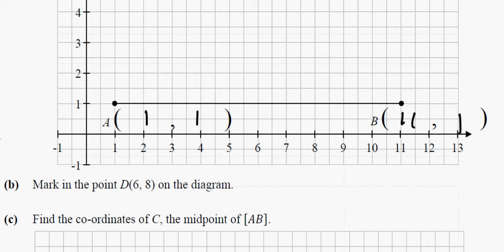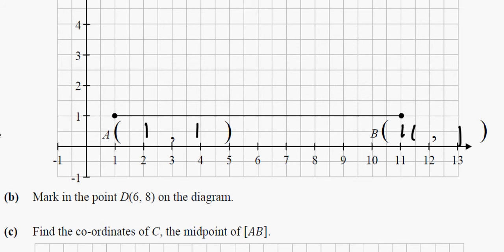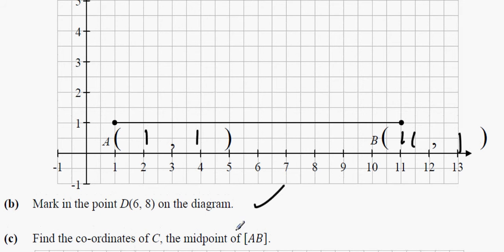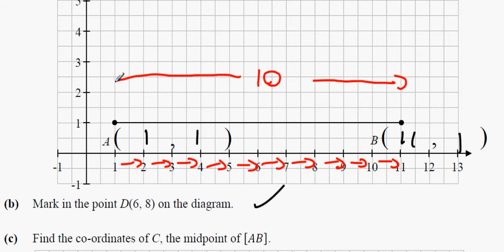Now, mark the point D, and D is 6, 8 on the diagram. Done. Find the coordinates of C, the midpoint of A and B. Let's measure the length of A to B. We can see it's a straight line. So this is going to be 1, 2, 3, 4, 5, 6, 7, 8, 9, 10. It's 10 units long. The halfway point is going to be 5 units from the beginning. So 1, 2, 3, 4, 5. And there's your midpoint right there.